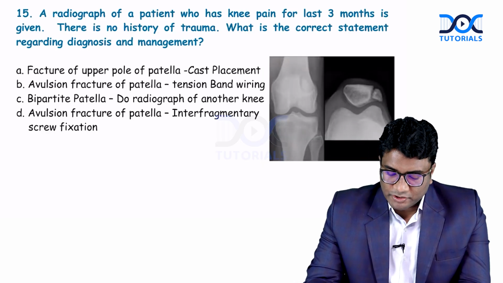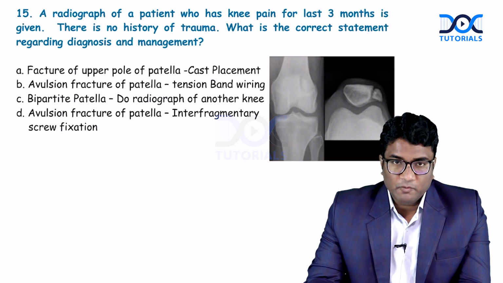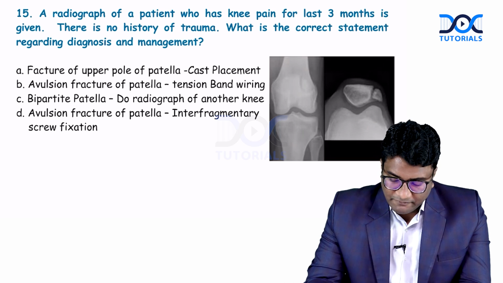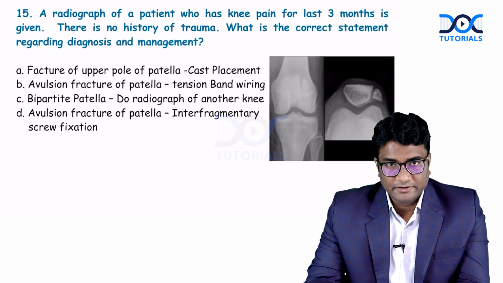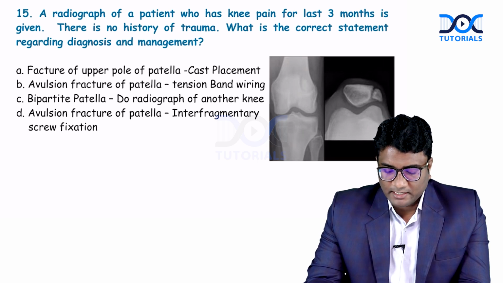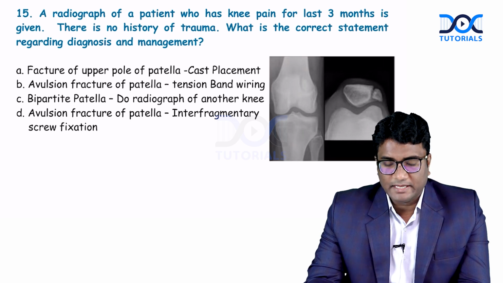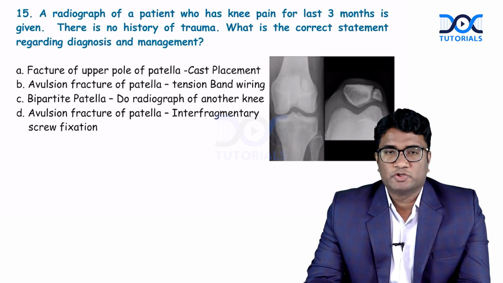A radiograph of a patient who has knee pain for the last 3 months is given. There is no history of trauma. What is a correct statement regarding the diagnosis and management of this condition? Is it a fracture of the upper pole of the patella, which requires a cylindrical cast; avulsion fracture of patella requiring tension band wiring; a bipartite patella, do radiograph of the other knee; or avulsion fracture of the patella where interfragmentary screw fixation should be done.